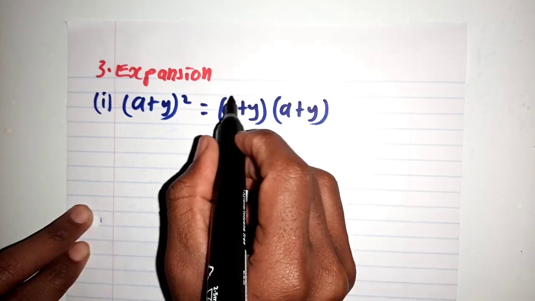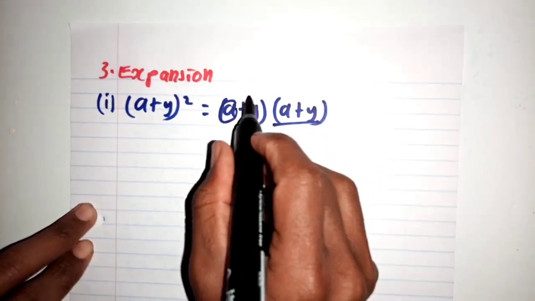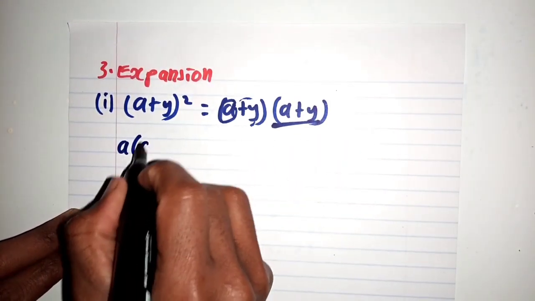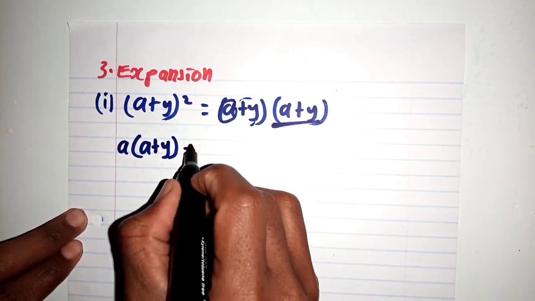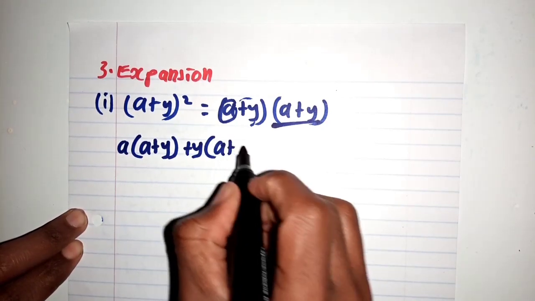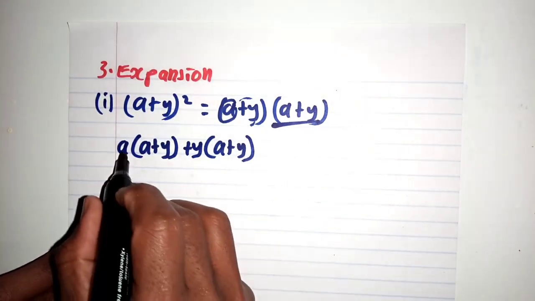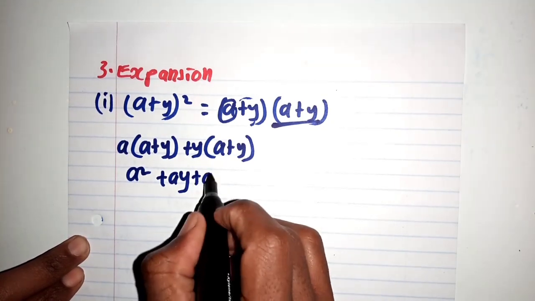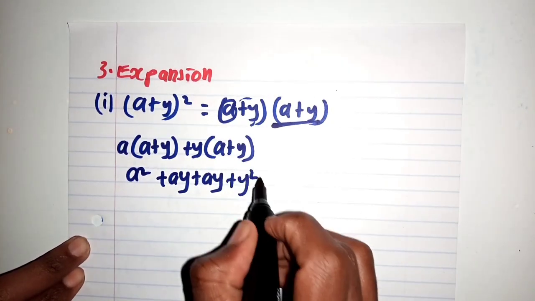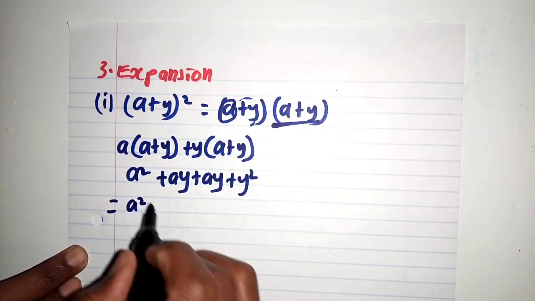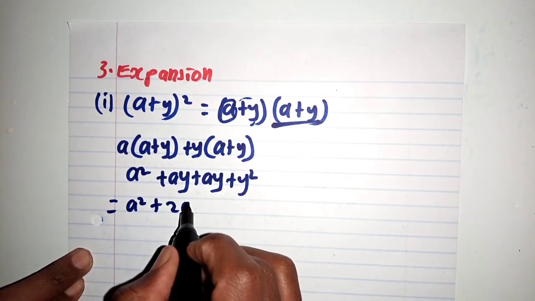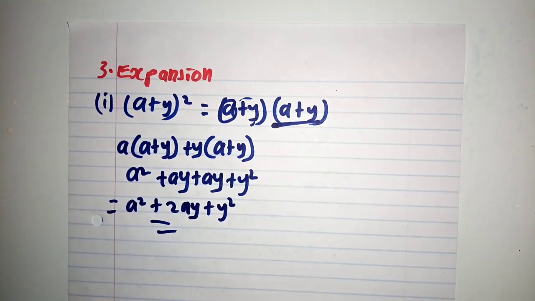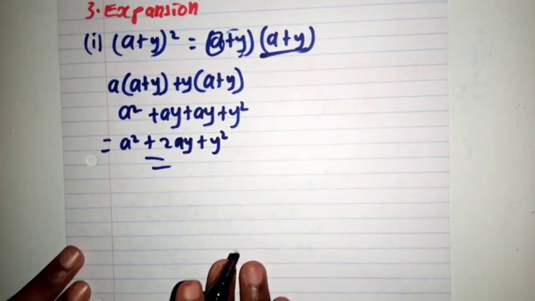And how are we going to perform this one? We are going to use this one, we multiply by this, then again use this one, multiply by the same. A into bracket a plus y, then plus y into a plus y. So you have a squared plus 2ay plus y squared, and your answer becomes like that. We have done expansion.